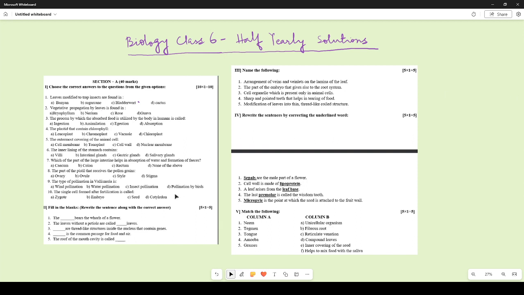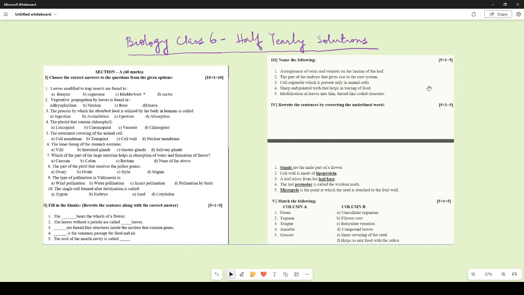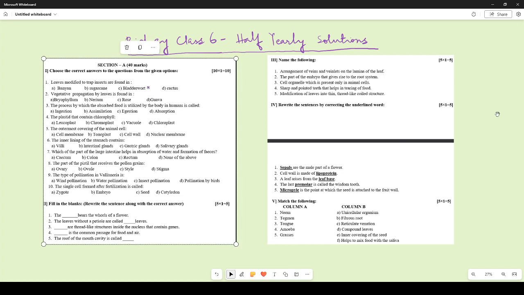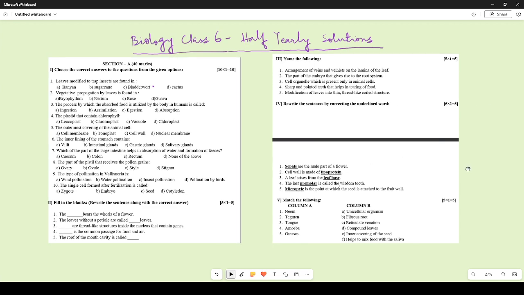Vegetative propagation, let me just expand it a little bit so that you can see it even more clearly. Yes. The vegetative propagation by leaves is found in Bryophyllum. The process by which the absorbed food is utilized by the body in humans is called assimilation. Many of you wrote absorption, which is wrong. It already says absorbed food. Absorbed food is utilized by the body in the form of assimilation.